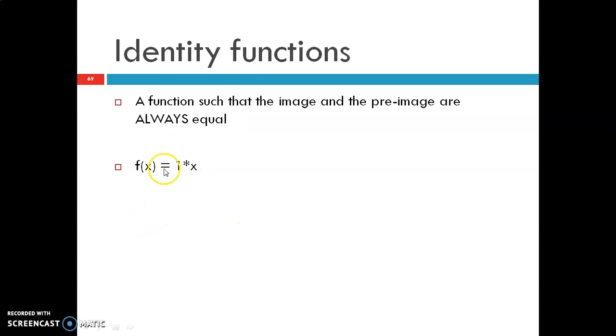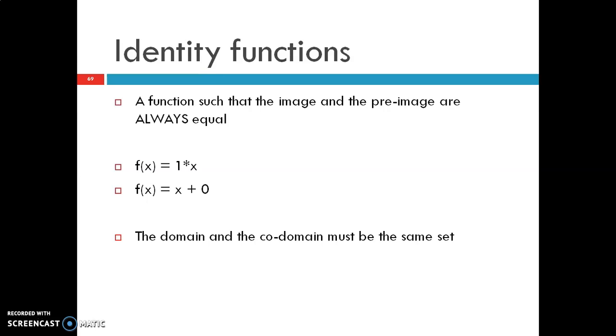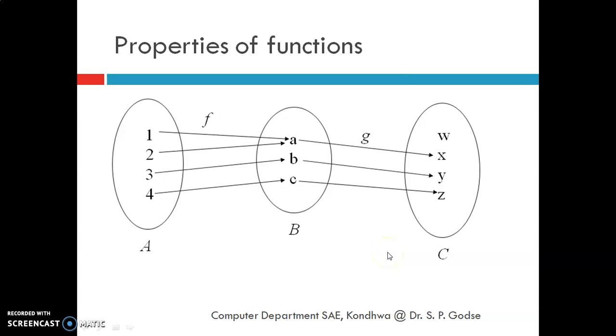Let's see some examples of these types of functions. f(x) = 1·x, meaning multiplying 1 with any value, or x + 0, meaning adding 0 to any value, gives the same value as output. So these functions are identity functions. The domain and codomain must be the same set.